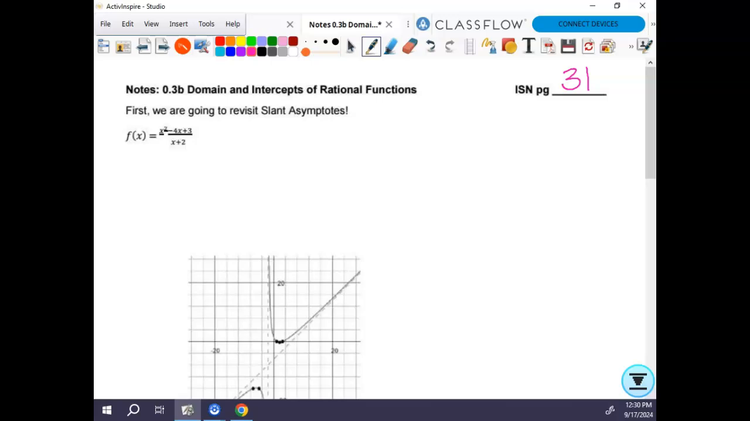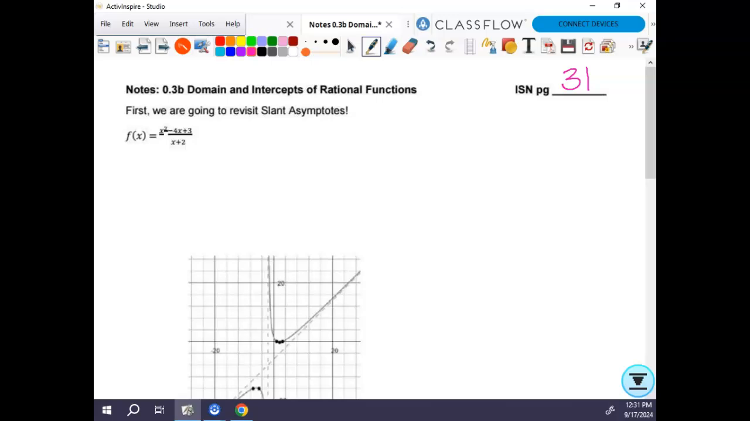Yesterday, I told you that we were going to revisit slant asymptotes. We talked about them, we found them, but what do we do with the remainder? We ignore it, right? And so I think I said something to the effect that we'll go back today and look at what it means and why we ignore it.